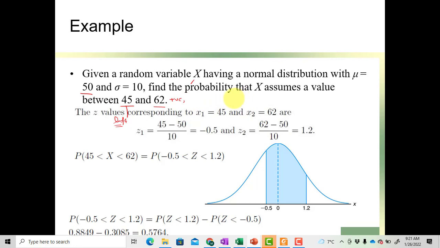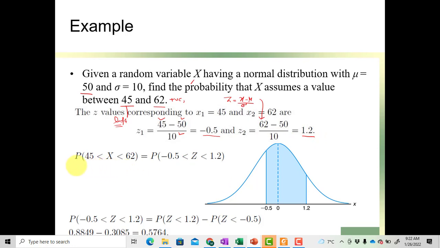First of all, you will have to use the formula z is equal to x minus mu divided by standard deviation. So x is 45, mu is provided to you. This is mu equal to 50, standard deviation is 10. You get z is equal to minus 0.5, and then we will use the same formula to calculate the z value for the second value of the random variable, that is 62. So we will subtract the mean 50 from 62 divided by standard deviation. I got z value 1.2.